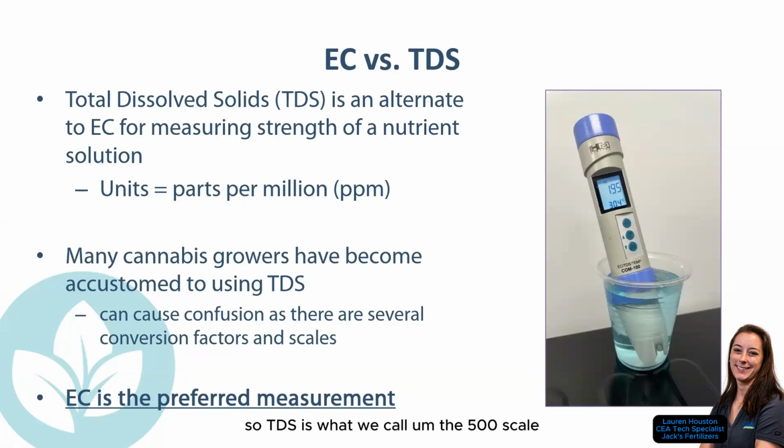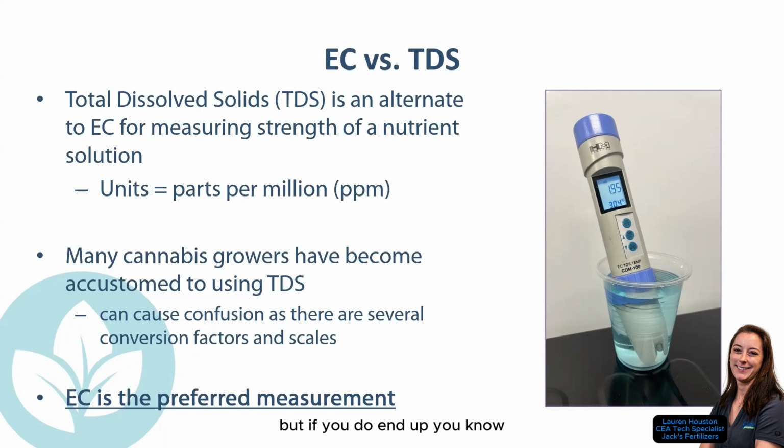So TDS is what we call the 500 scale. And so whenever you're converting from TDS to EC, all you need to do is divide that TDS number by 500, and that will give you what the EC should be. I don't really recommend using TDS when at all possible. EC is going to be a much more accurate measurement.